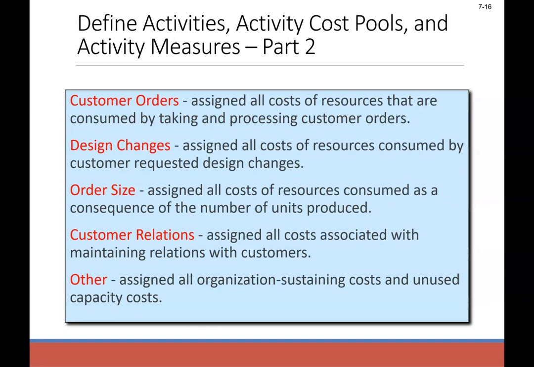Design changes involve costs of resources consumed by customer requesting design changes. Then there's the order size. We would assign cost of resources consumed as the number of units being produced. Then we have customer relations, assigned all costs associated with maintaining customer relationships with customers. Then, lastly, other, assigned all organizational sustaining cost and unused capacity cost. So here we go.